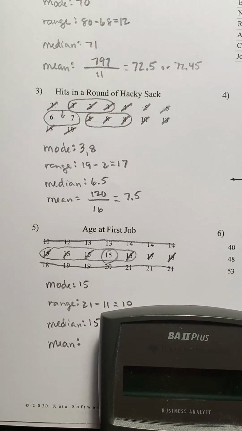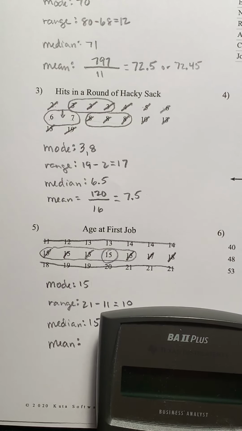I'm down to the bottom row now. I'm adding 18 and 19 and 19 and 20. And it looks like I messed up. I ended up doing two 19s in a row. Let me start over. I'm going to go 11 plus 12 plus 13 plus 13 plus 14 plus 14 plus 14.